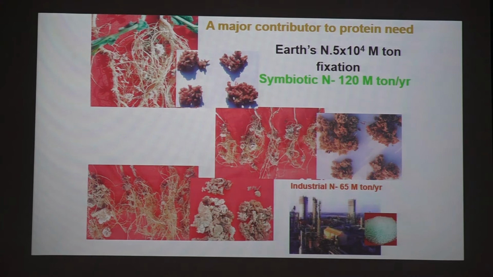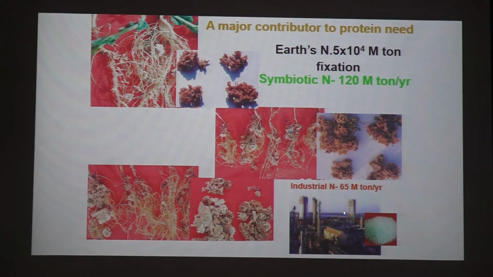Another group of organisms that remain hidden, everybody knows, physics, chemistry, biology, everybody knows. And the wonder of this is, it's a major contributor to the protein need. I'm saying protein need, actually nitrogen need. On the Earth's whole surface and the aquatic system, oceans, it fixes this many million tons of nitrogen. And symbiotic nitrogen fixation, like rhizobium, brings about 120 million tons of nitrogen every year to the earth. You can imagine if they were not there, what would have happened.